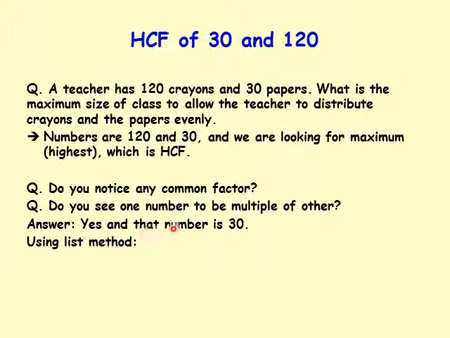So this number is 30, and we're doing factors here. So 30 is our highest common factor. Let's do the list method now. Using the list method, we have 1 times 30 is 30, and 120 is 4 times 30, and 30 is common to both of those. 30 is a common factor and also the highest common factor. HCF is 30.